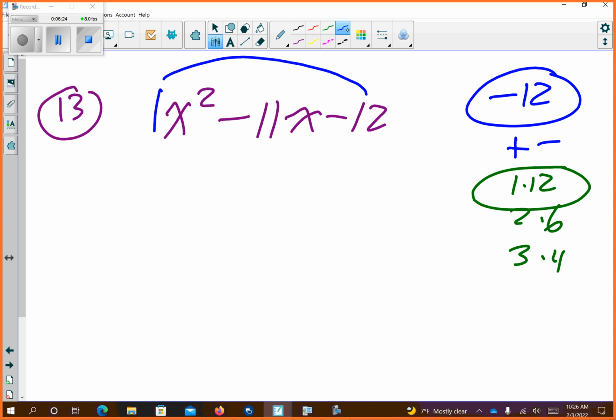Which one has to be negative? 12. How do I know? X squared minus 12.